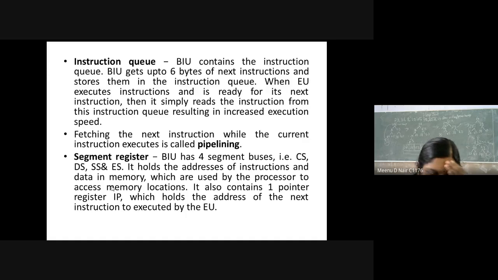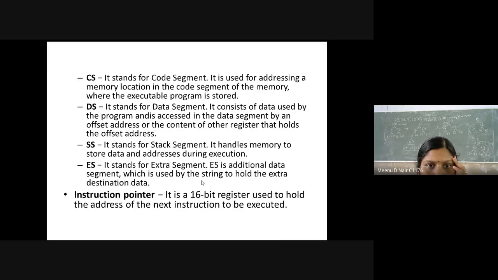Next we are going to see about the segment registers. The segment registers are CS, DS, SS, and ES. So we will see the registers in detail. The segment registers hold the address of instruction and data in memory, which are used by the processor to access memory locations. It also contains one pointer register, IP, which holds the address of the next instruction to be executed by the execution unit.